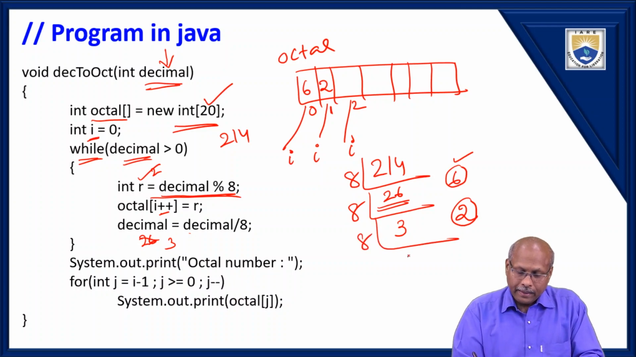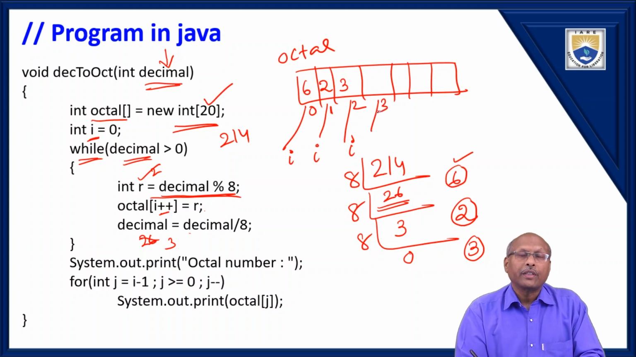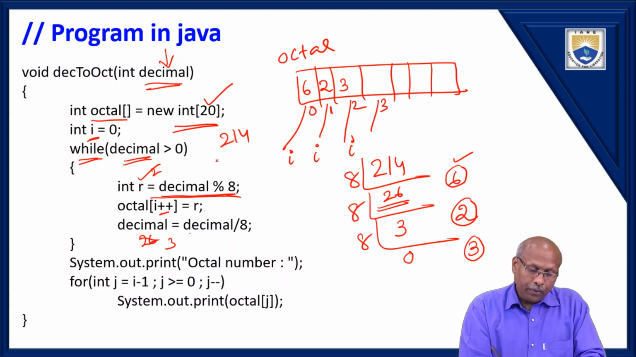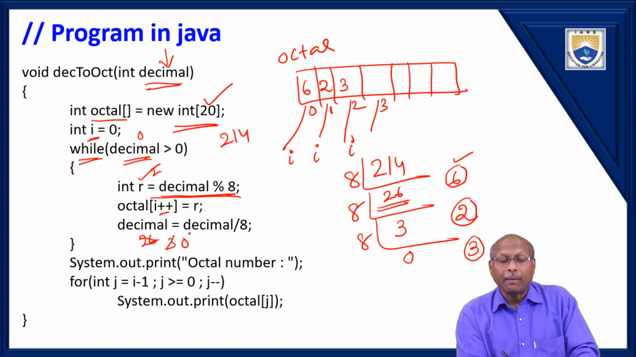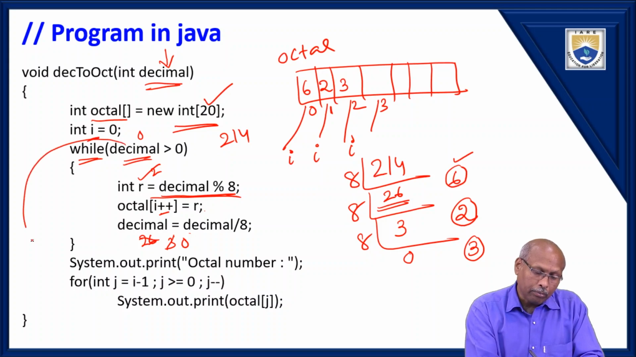When I divide 3 by 8, the quotient becomes 0 and the remainder is 3. This remainder I store here. After storing, i has gone to the third place. Now the decimal becomes 0. Is 0 greater than 0? No. When the condition fails, control comes out of the loop.